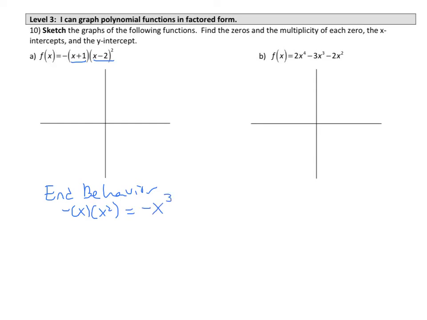The end behavior for a negative leading coefficient and an odd power is going to be the same end behavior as y equals negative x. It's going to go up on the left side and down on the right side. So just keep in mind that that's what the ends of the graph are going to do. And then I'm going to think about my zeros.